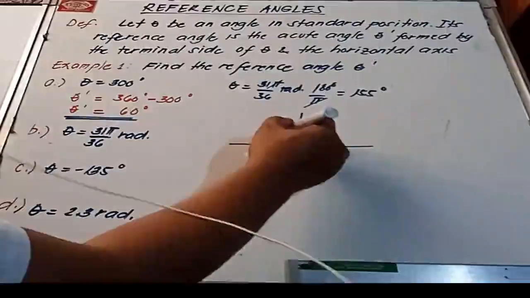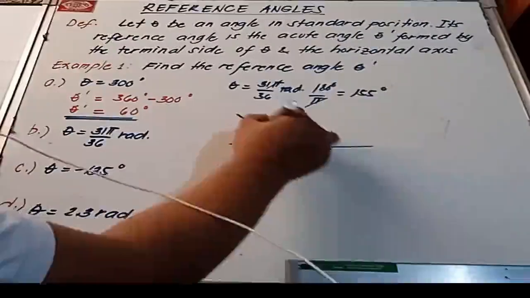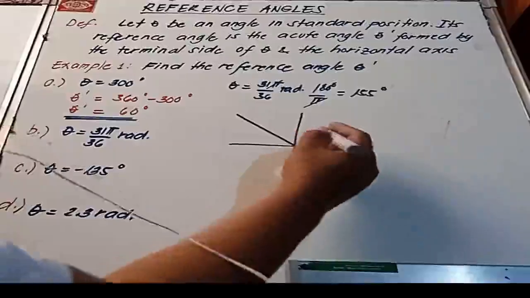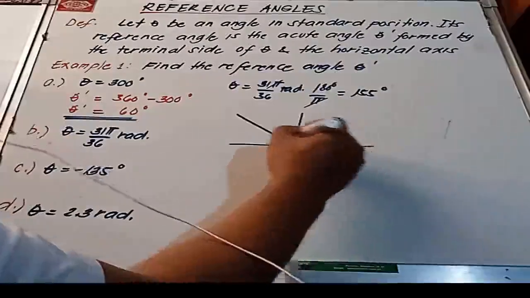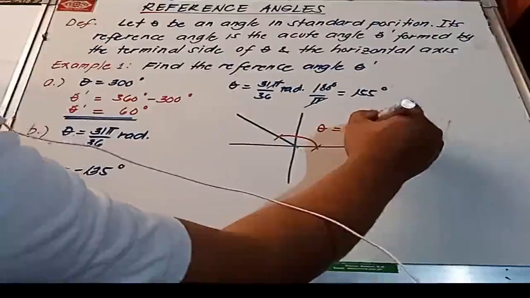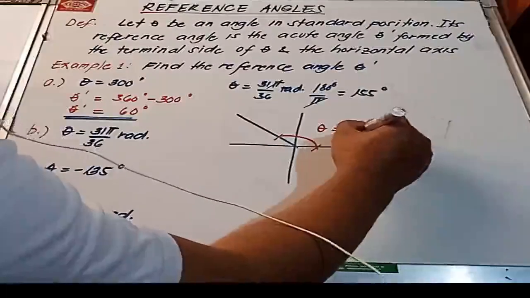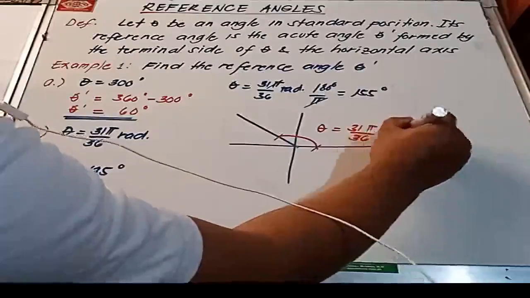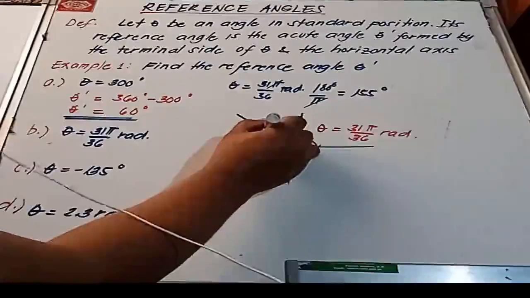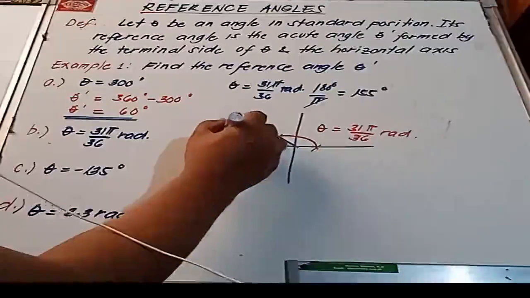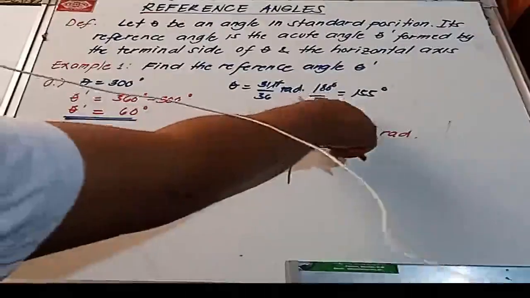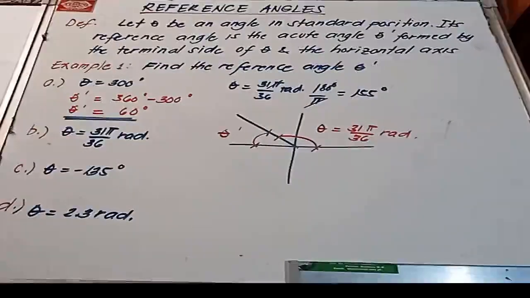Okay. So nasa second quadrant na dito. Ito yung ating angle standard position. Ito si theta, 31 pi over 36. Now, ang given sa atin is in radian, so therefore, ang sagot natin na reference angle is also in radian. Nilagay ko lang ang 155 degrees para makita nyo na siya ay nasa second quadrant.